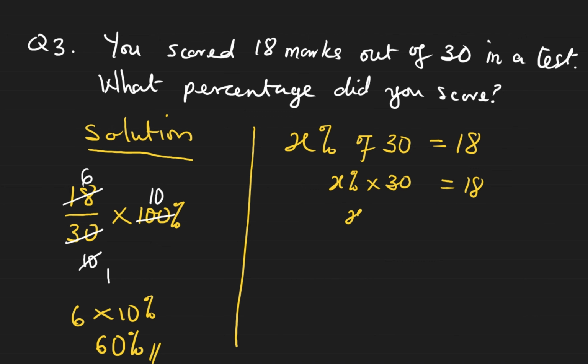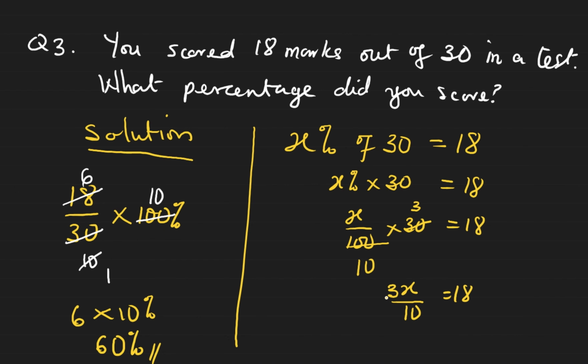This gives us X over 100 times 30 equals 18. 10 goes here 3 times, 10 goes here 10 times. Simplifying it further, we have 3 times X, 3X over 10 equals 18.